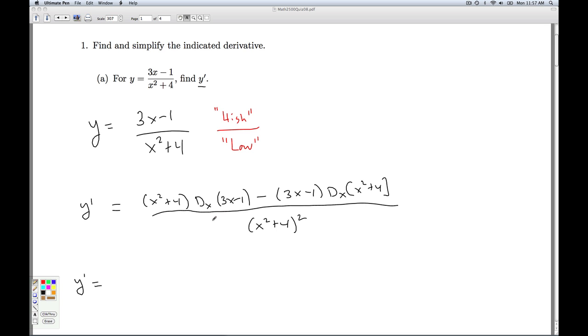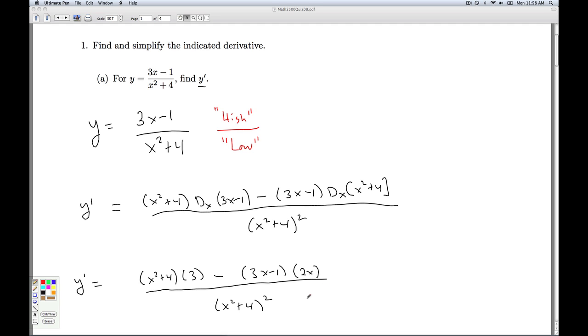Now I go in to clean things up a little bit. I have x squared plus 4, and the derivative of 3x minus 1 is 3. Minus 3x minus 1 times the derivative of x squared plus 4 is 2x. And that's all divided by x squared plus 4 quantity squared.